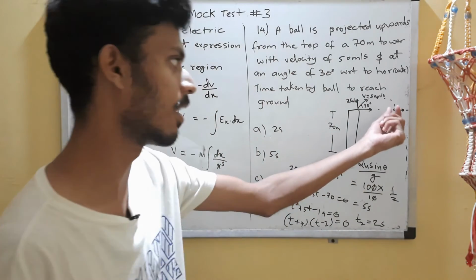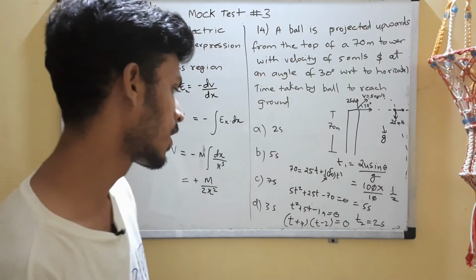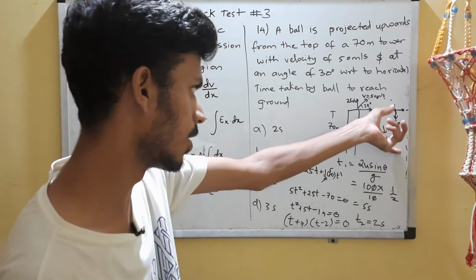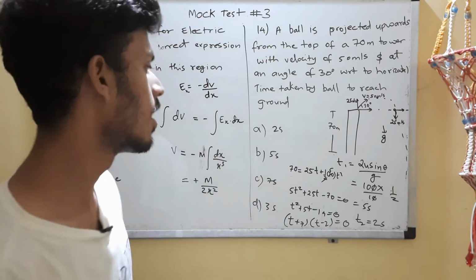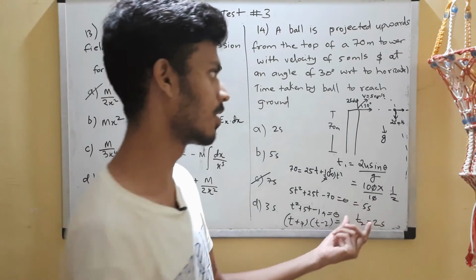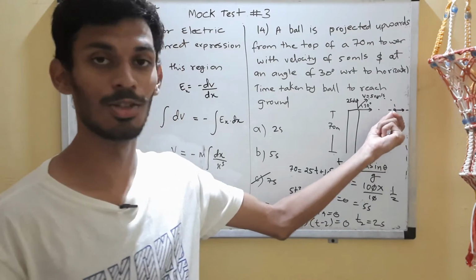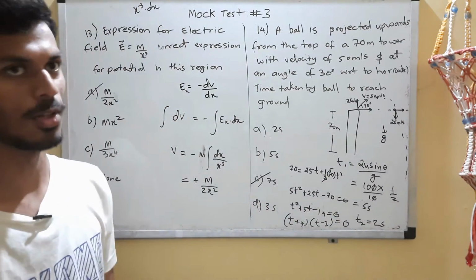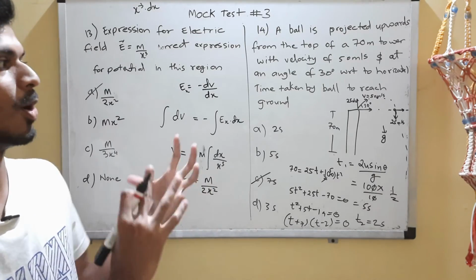So this gives us t as 2 seconds. This is the time taken by the ball to fall from here to the ground. So 2 seconds is the time from here to here, and 5 seconds for the projectile motion. So the total time is 5 plus 2, which is 7 seconds. It's not 5 seconds, because in 5 seconds it just completes the projectile, and in the next 2 seconds it falls down to the ground. So 7 seconds is the total time taken by the ball to fall.